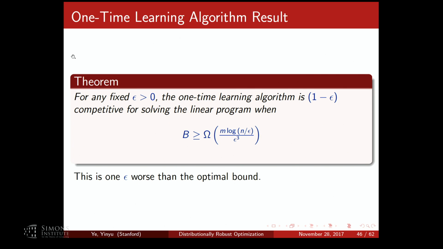Again, I'm only conditioning on B. I'm not considering any possible A and pi. So this is m log n divided by epsilon cubed. In terms of m, this is m. In terms of epsilon, this is not optimal, because the lower bound indicates the dependence on epsilon should be epsilon squared.